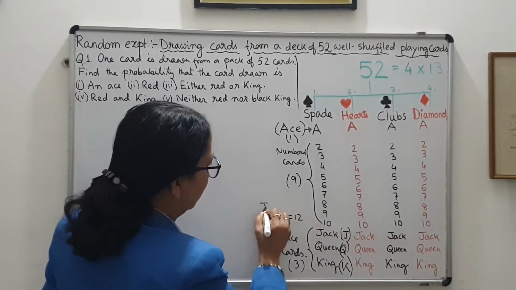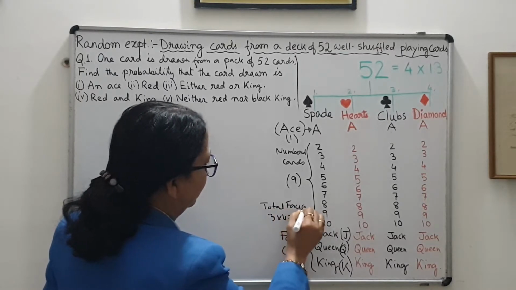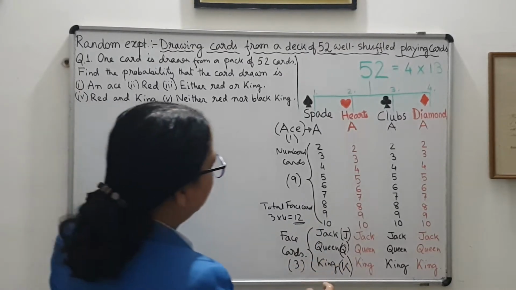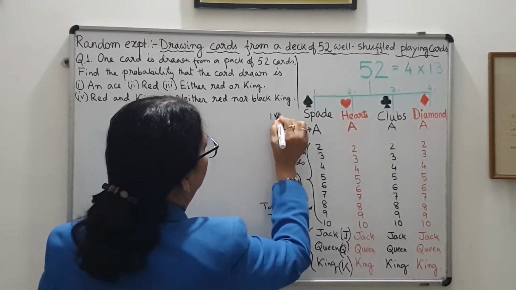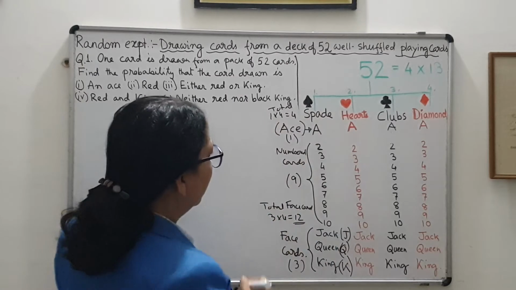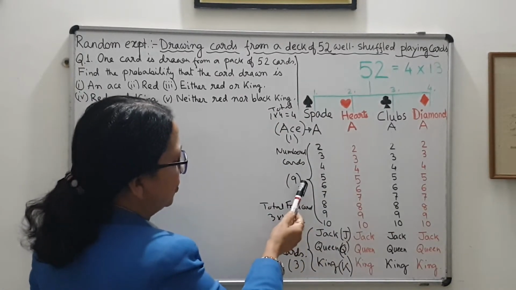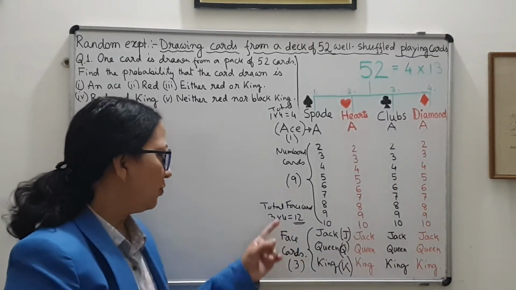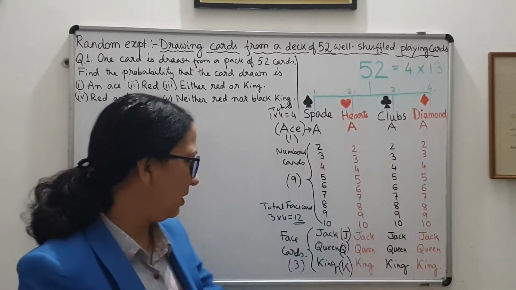Total face cards will be 12, since 3 fours are 12. Total aces will again be 4. Similarly, total numbered cards will be 9 each, so 4 nines are 36. There are 36 numbered cards, 12 face cards and 4 aces. So this thing should be known to you.